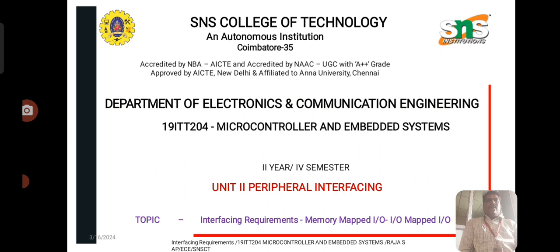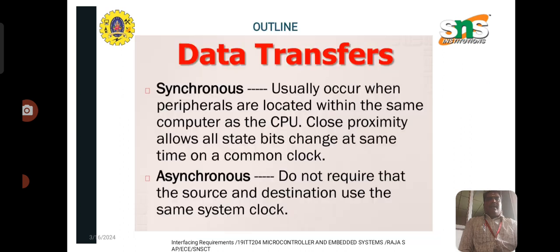For this we use two important media. One is memory mapped input output and another one is input output mapped input output. In this YouTube video we are going to discuss the importance of memory mapping. For 8086 to transfer data, they follow two mechanisms. One is synchronous mode, another one is asynchronous mode.